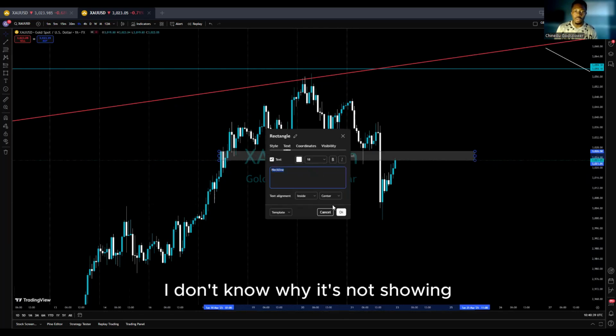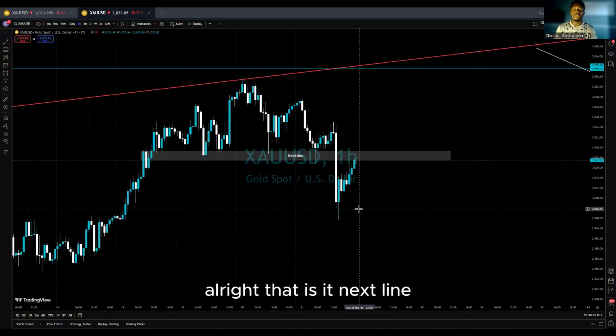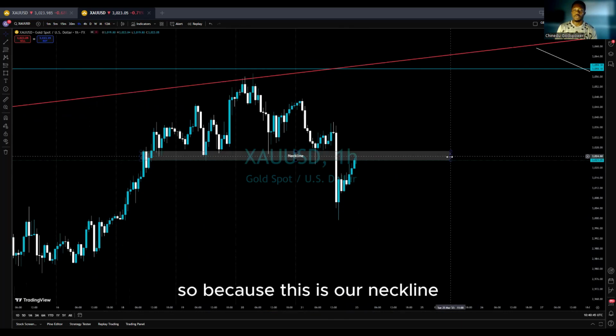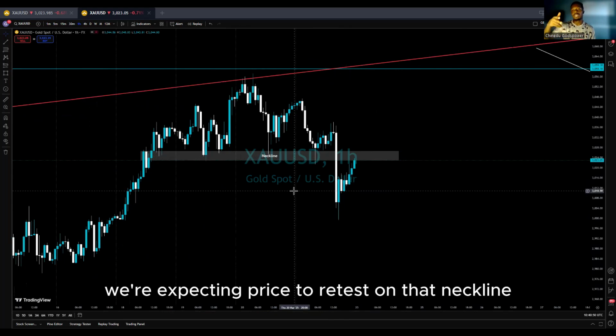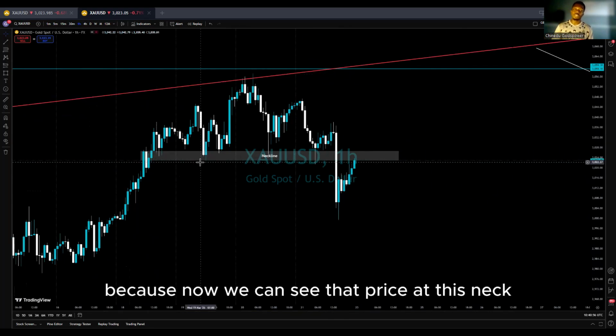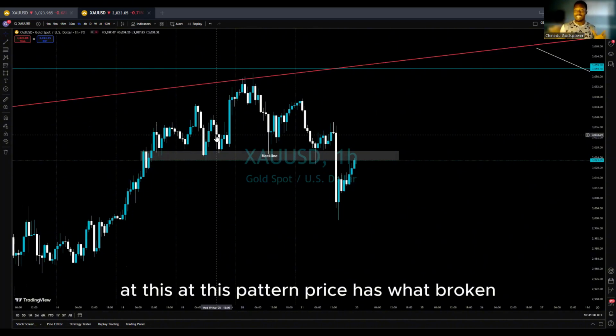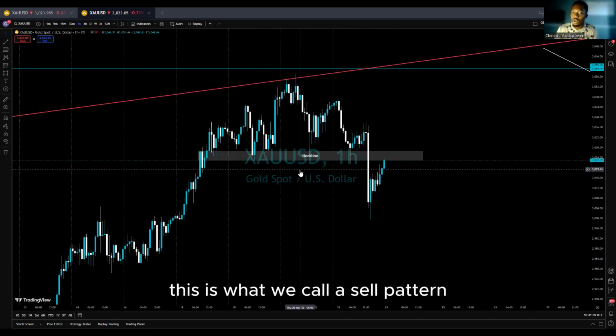I don't know why it's not showing. All right, that is it, neckline. Because this is our neckline, we're expecting price to retest on that neckline and give us a pattern, another lower low to sell. Because now we can see that price at this pattern has broken what we call, it has done a change of character. This is what we call a sell pattern.